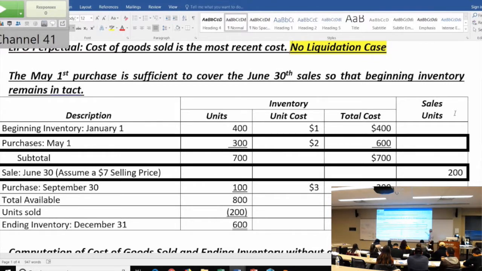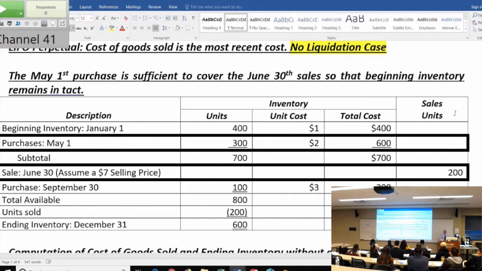So that will be something we'll deal with in a second. Then they buy another 100 units at 3. And then they sell 200 units, and again, that's the same sale. So they purchased 100, and this is the total. So they have 100 units added, 800 available, they sold 2, so the ending inventory is 6, and the cost of goods available is 13.